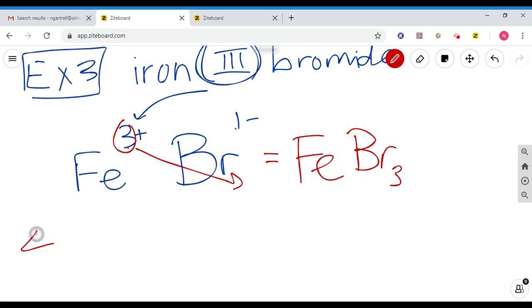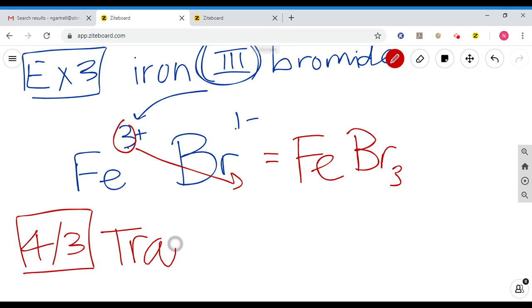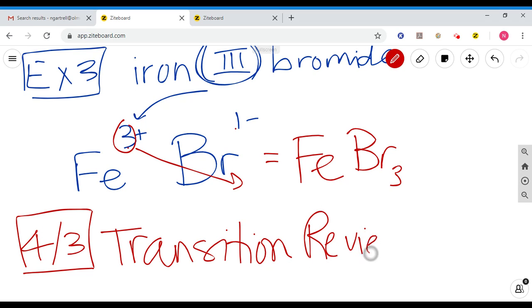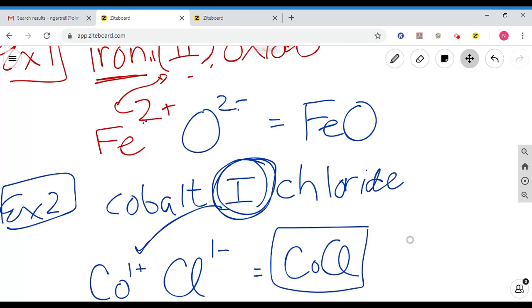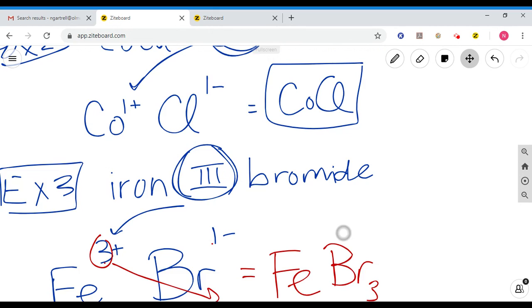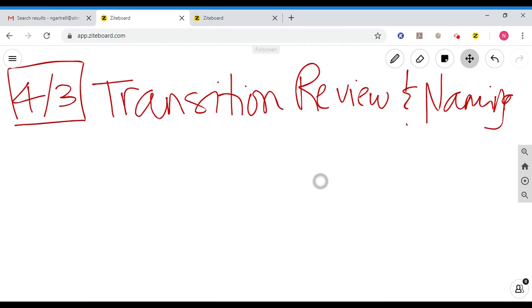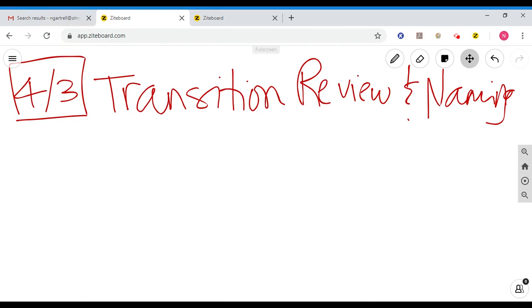So let's just go ahead and we'll call this 4-3. What we're going to do is transition review and naming. I'm going to give you a couple of examples of naming ionic compounds. I'm just checking the examples I did yesterday. After I write the examples down, I want you to pause the video, complete the examples, and then play the video when you are finished.